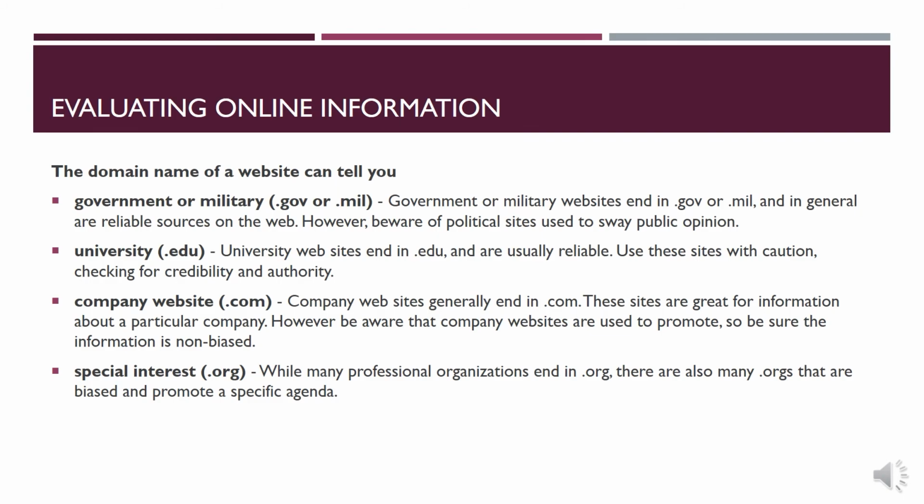Company website. Company websites generally end in .com. These sites are great for information about a particular company. However, be aware that company websites are used to promote, so be sure the information is non-biased. Special interests. While many professional organizations end in .org, there also are many .orgs that are biased and promote a specific agenda.